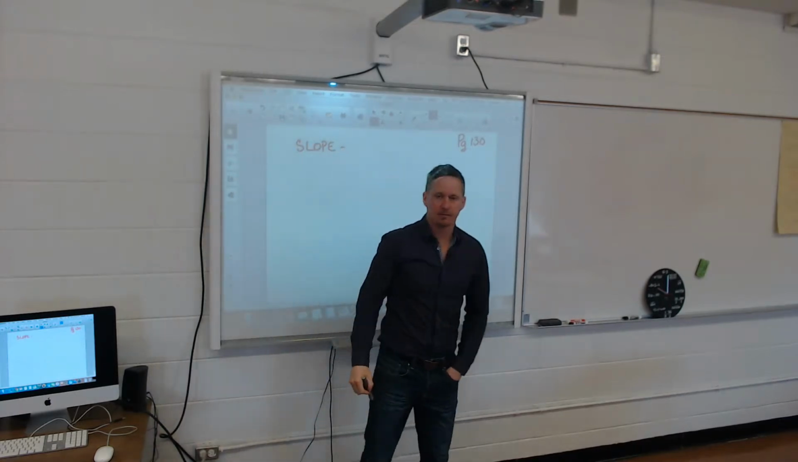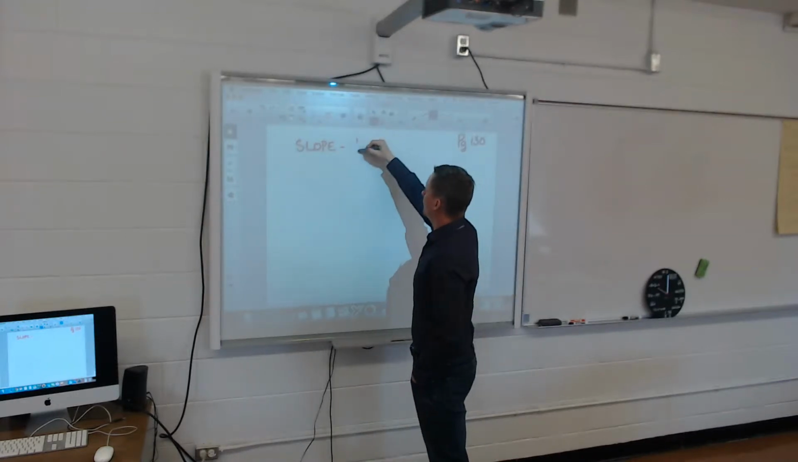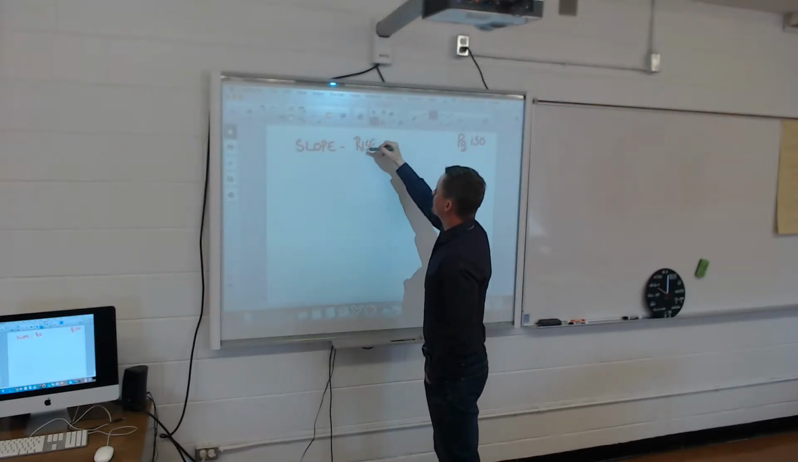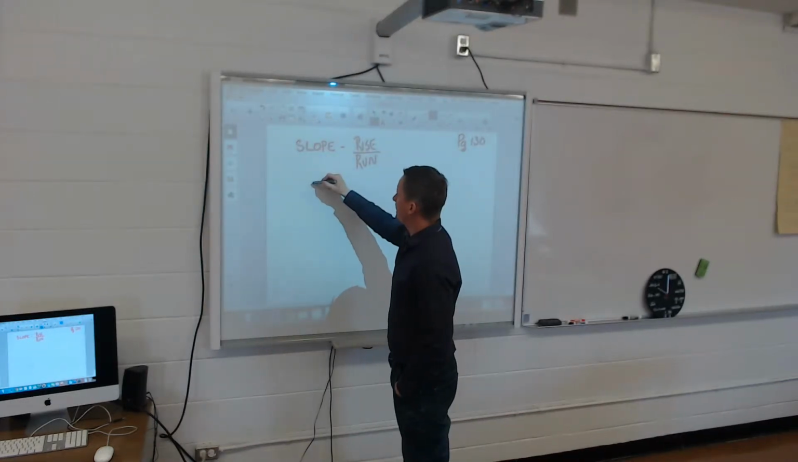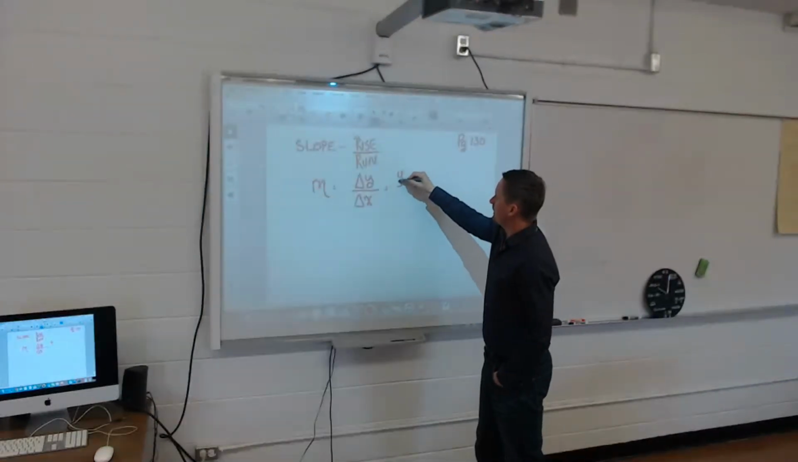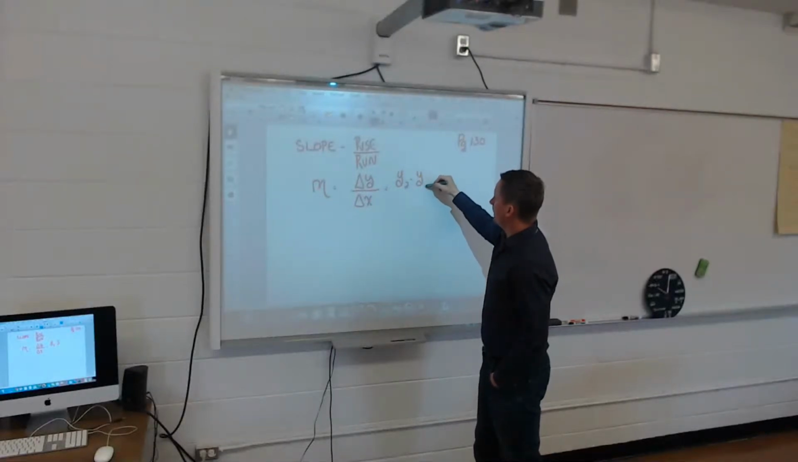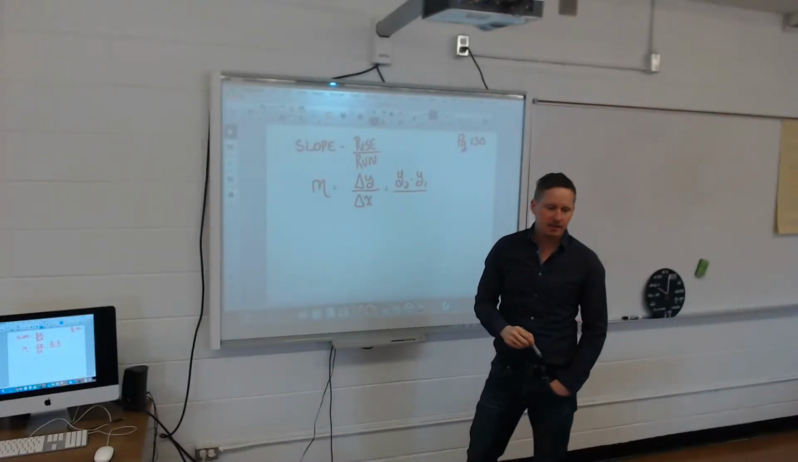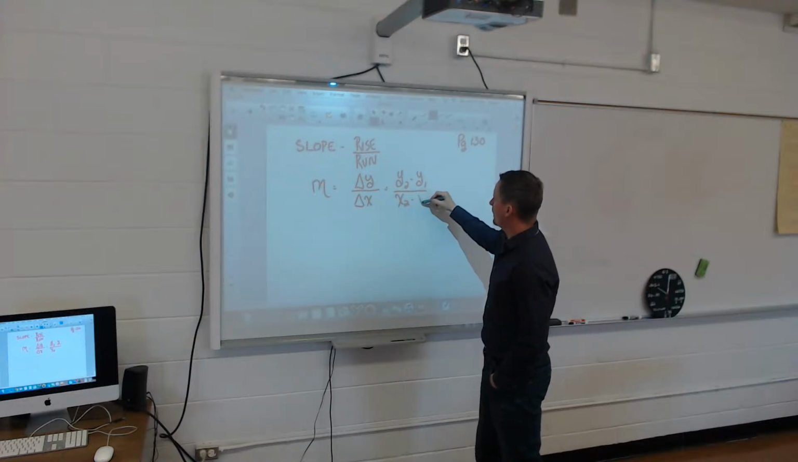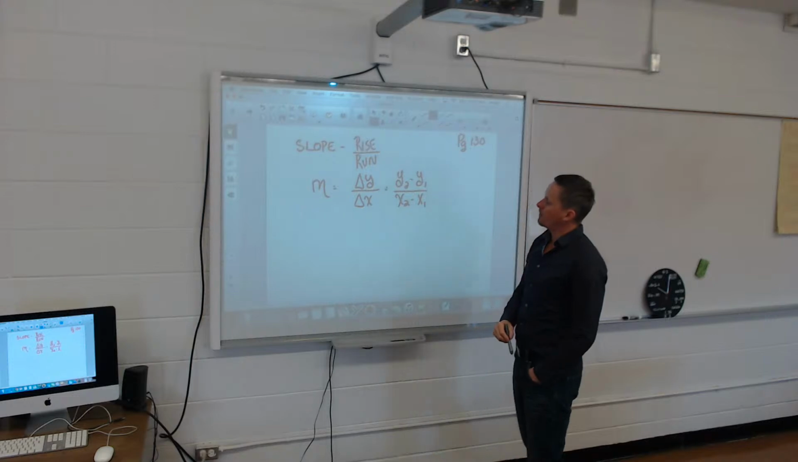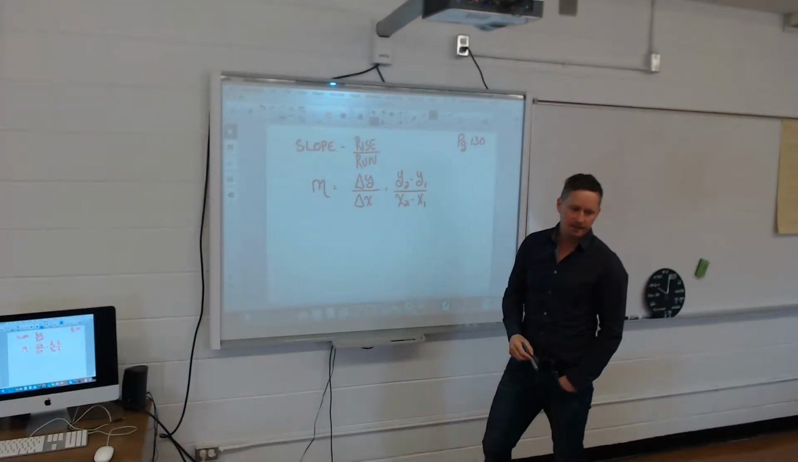In graphing terms, slope is a comparison of how fast a graph moves up, and a graph I'm talking about is a line, over a run. What I do is I take a coordinate and I make it x2, y2, and then I make another coordinate x1, y1, and then I use the following to calculate what my slope is.